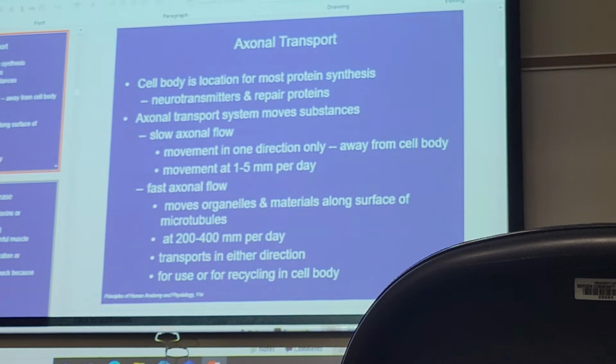Okay? And you're traveling substances down to the end, specifically neurotransmitters, or parts of the neurotransmitters. When we look at fast, it's going back and forth, so it can go down to the end or it can come back to the cell body. This travels 200 to 400 millimeters per day, so it's much faster, relatively speaking. One of the reasons it does this is because sometimes it reutilizes some of the components that were not used once it got down to the neural end plate. So it can help to redo it.